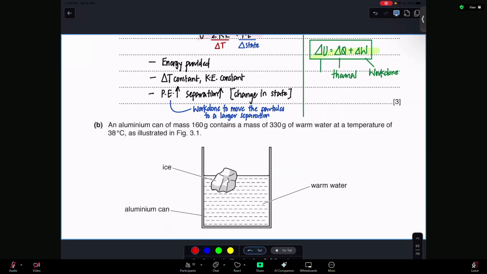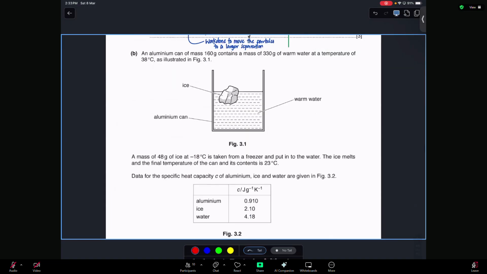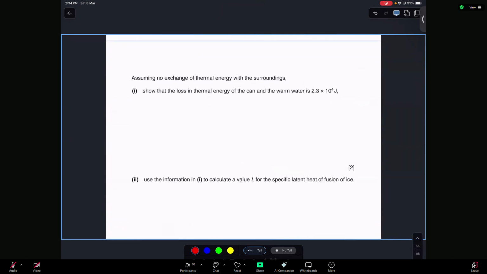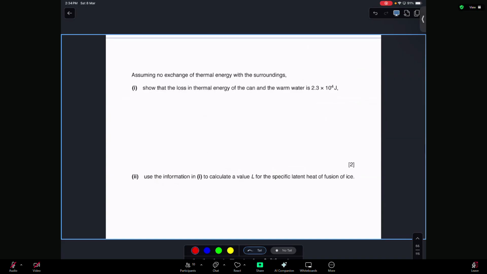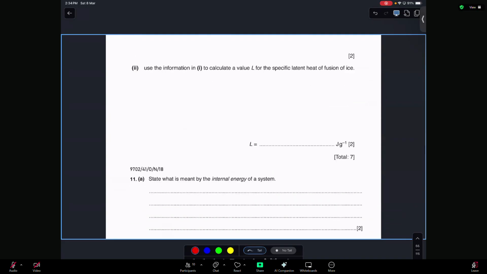তোমার answer B তে problem ছিল. Okay. Aluminium can of mass 160 gram contains 330 grams of warm water at temperature 38, illustrated here. The mass of 48 gram of ice at minus 18 is taken from the freezer and put into water. Right. The ice melts and the temperature of the can and its contents is 23 degrees Celsius. The data from specific heat capacity is given here. Assuming no energy to the surrounding, show that loss of thermal energy of the can is that. Use the information to find the value of that.